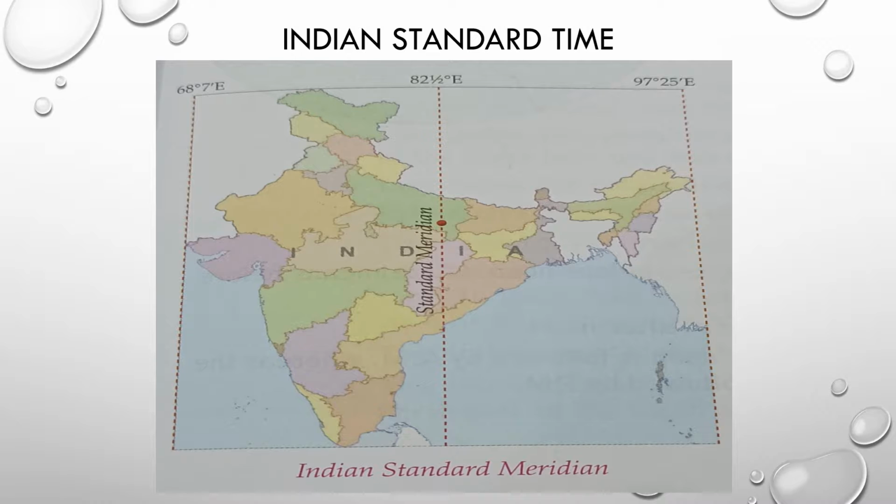Because India is on the east side, we have to move from 0 degree east, 1 degree, 2 degree, 3 degree. So India starts from 68 degree 7 minutes east and ends at 97 degree 25 minutes east, and 82.5 degree east passes through the middle of India, so that is why it is known as the Indian Standard Meridian.